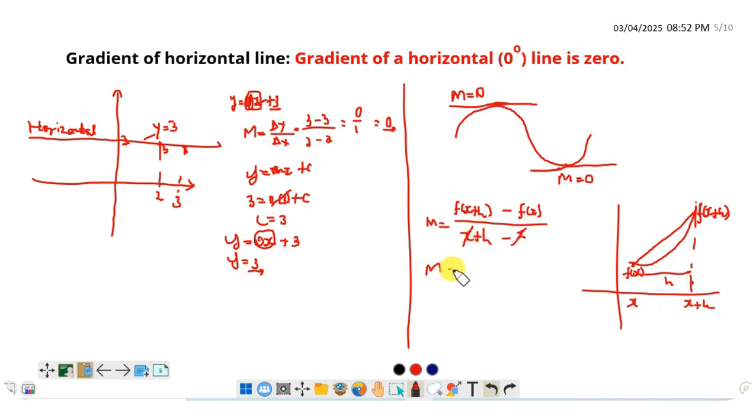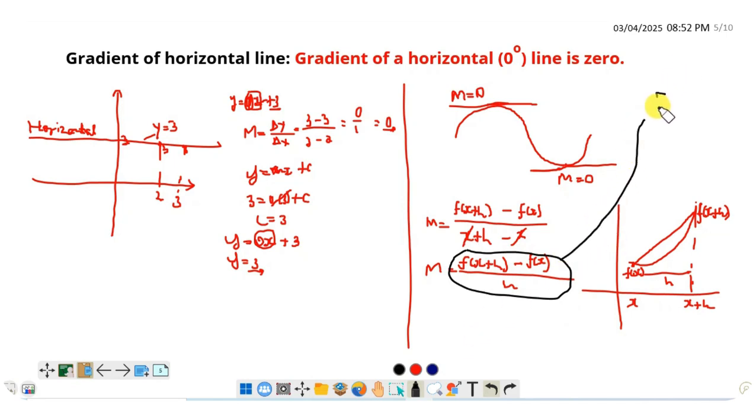So m equals f of x plus h minus f of x, right, all over h. So when you look at this, what do you notice? What do you realize at this? You see that this is similar to the first principle from calculus, right? First principle from calculus.